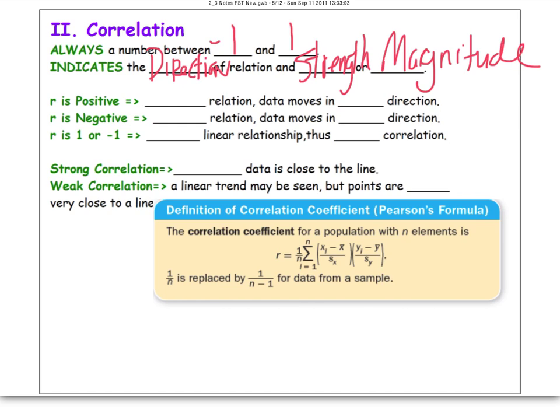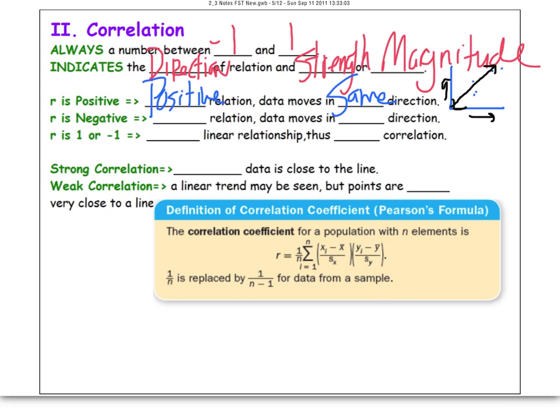If the correlation, or R, is positive, it means it's a positive relation and the data moves in the same direction. If you look at a scatter plot with a line of best fit drawn, and the line is going upward, as X goes up, Y goes up. So the data moves in the same direction. This will give a positive correlation.